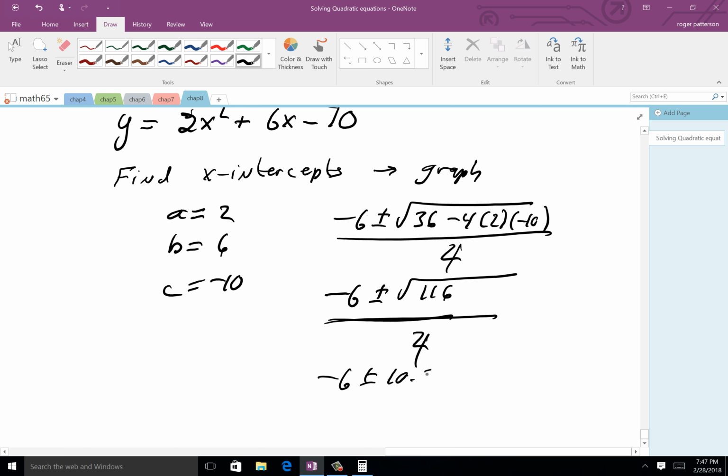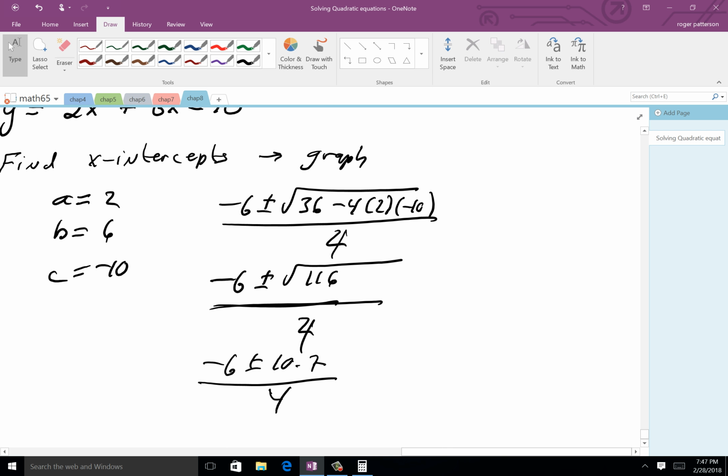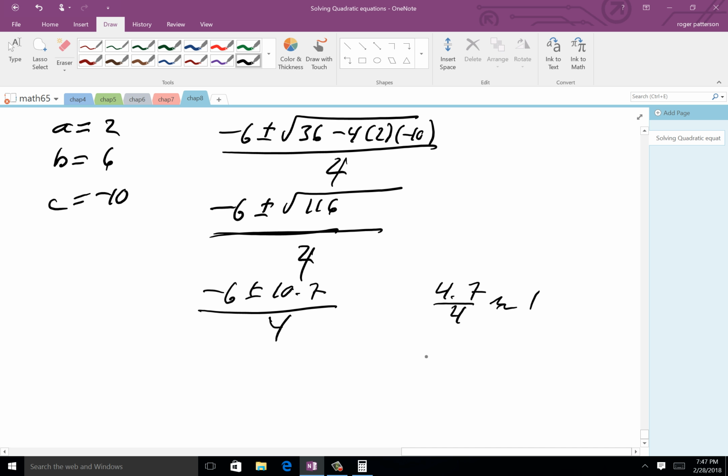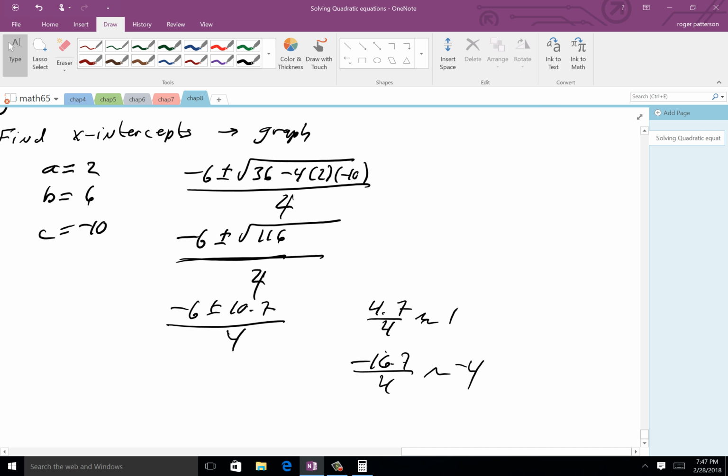So let's see. Oh man, this is nasty. 4.7 over 4, it's a little bit over 1. And negative 16.7 over 4. So what'd you get? Did anybody graph it and get it? 1.1 and negative 4.1. Okay, that's about what I got. Well, we got 1.1, so that's good.